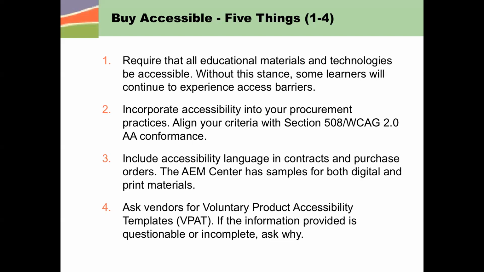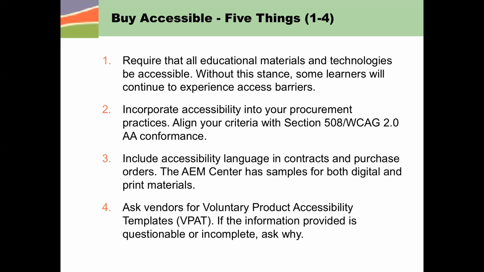The third is to include accessibility language in contracts and purchase orders. And of course, the POM that we just introduced you to has sample language. And that's for both digital and print materials, because there's a distinction between those. You can ask vendors for a voluntary product accessibility template, also known by the acronym VPAT. This is a self-assessment, a self-report by a vendor on the accessibility of their product.